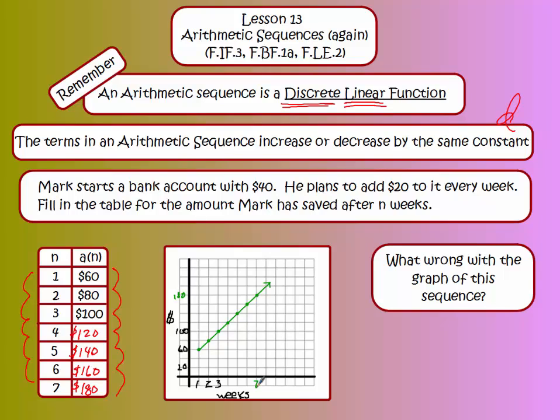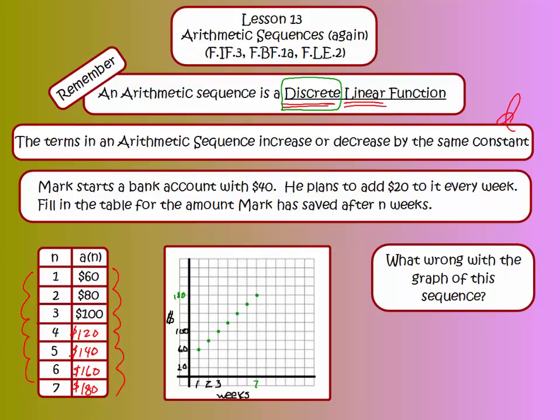Well, the thing that's wrong is that, remember, it's supposed to be discrete, which means I would not be connecting all of the points. In other words, I need to get rid of that line. Now, this is a discrete linear function. And we must always be careful that if it's supposed to be discrete, we leave it as discrete.